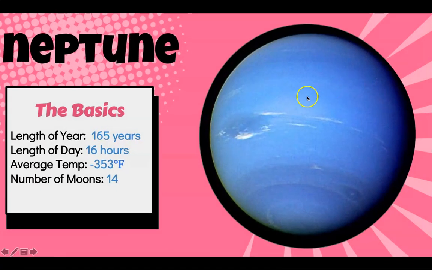Okay, the next planet that we have is Neptune. Neptune, it's the furthest out planet, so it takes 165 years for Neptune to go around the sun one time. It does spin relatively fast, 16 hours, its average temperature is negative 350 degrees Fahrenheit, and currently we know of 14 moons.